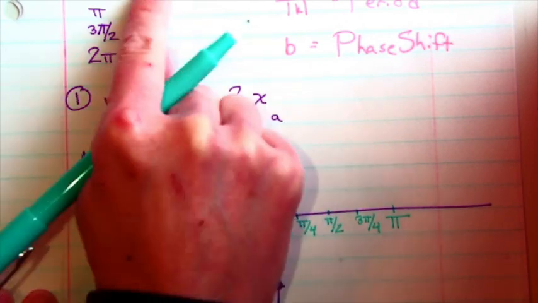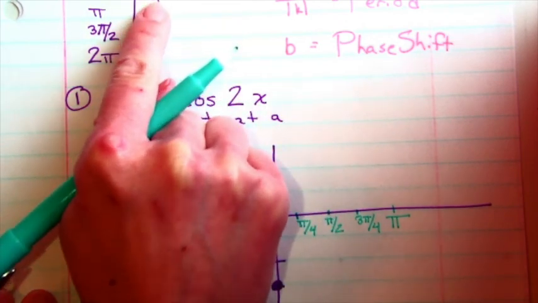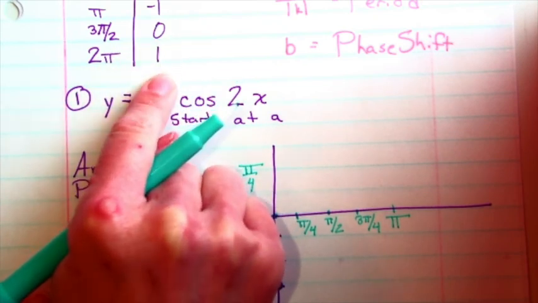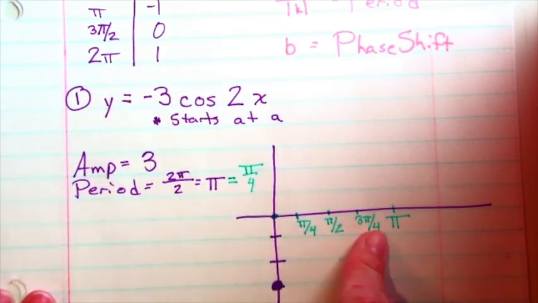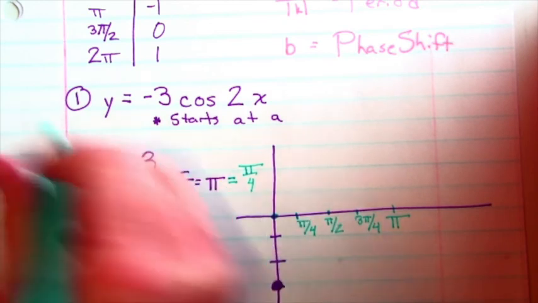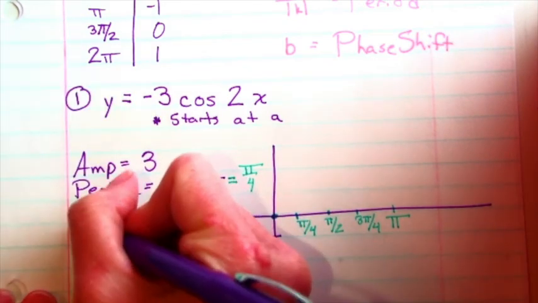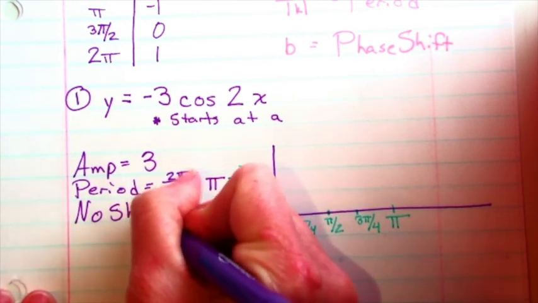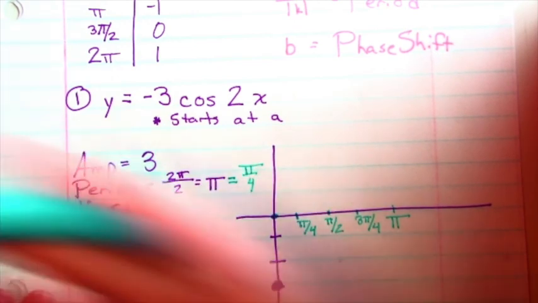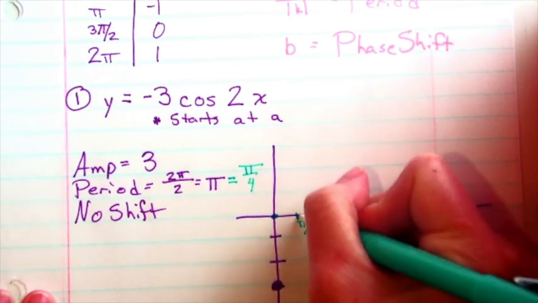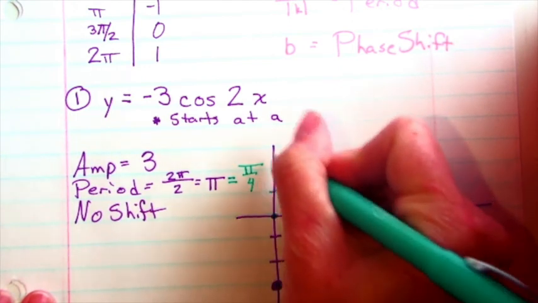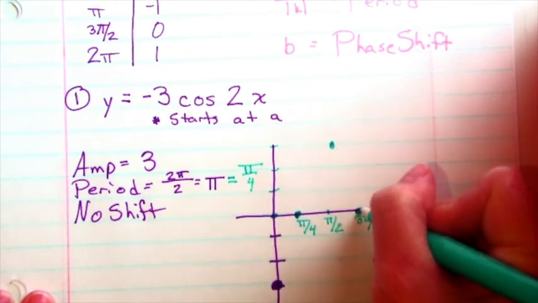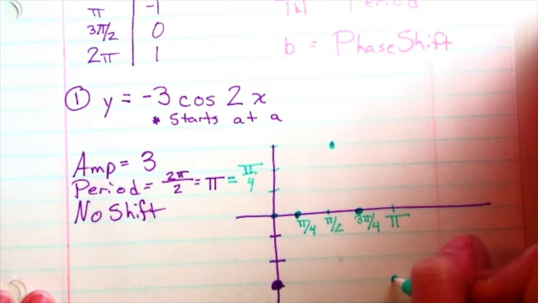So in this case, it's going to be -3, 0, +3, 0, -3 on the scale that we have labeled here. And there's no shift for this one. There's no b value, so we don't have to worry about a shift. So we're at -3, 0, +3, 0, and then back down to -3.